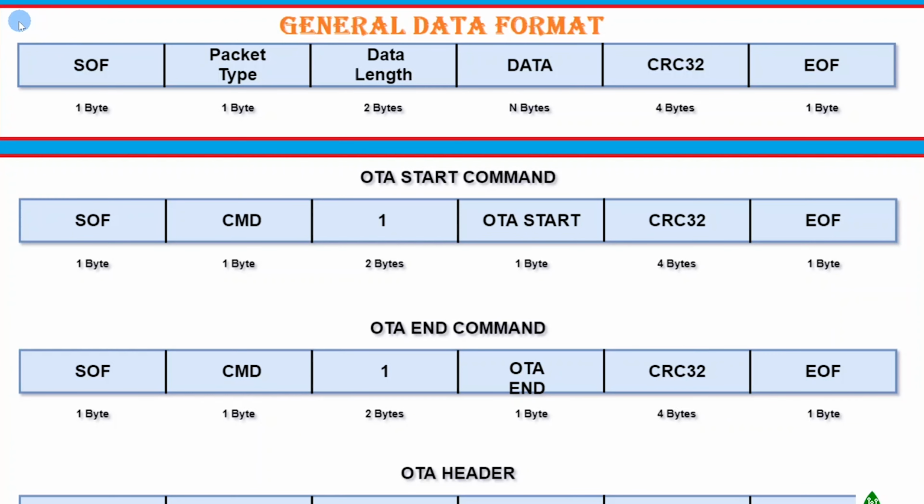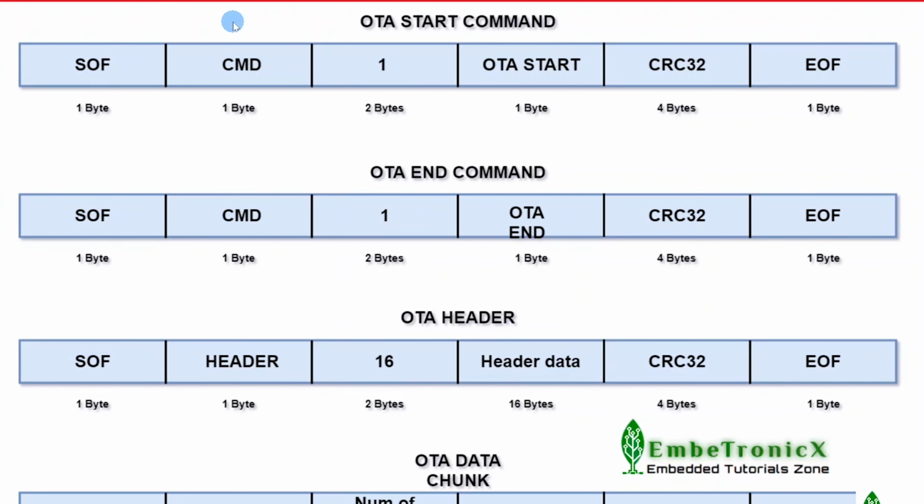This is the general format that we are following for this process. It has 1 byte start of frame, 1 byte packet type, 2 bytes data length, n bytes of data, 4 bytes CRC32, 1 byte end of frame. Based on the packet type, the data and data length will vary. We are using 4 packet types: command, header, data and response.